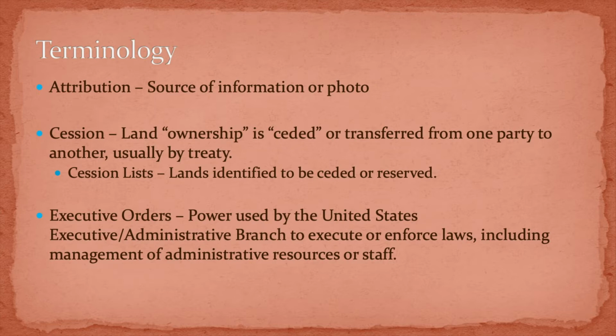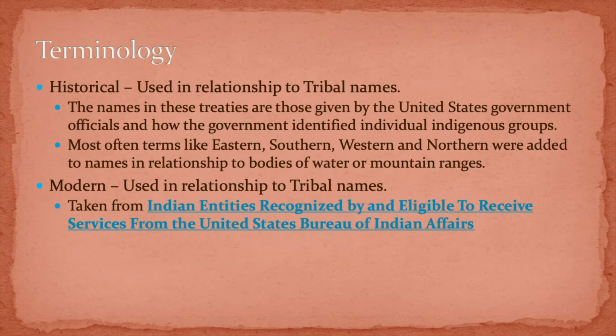As we learn to use the website, you will notice that there are historical and modern names used for tribal peoples. In this context, the historical names refer to the names used in treaties that were actually designated by the United States government officials so that they could identify different indigenous groups. You'll notice that some of the tribal names have terms like Eastern, Southern, Western, or Northern in the beginning of them to help identification. Usually these terms were arbitrary, but were related to a significant body of water or river, or even a mountain range.